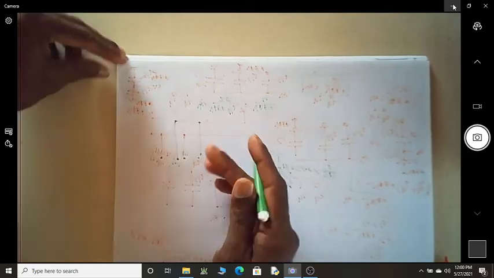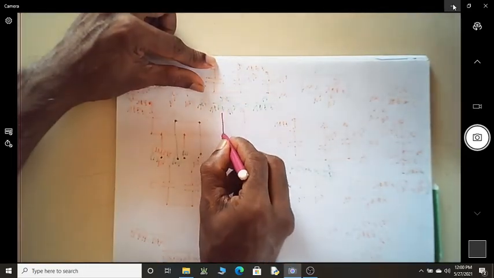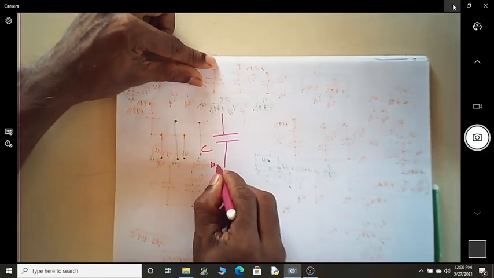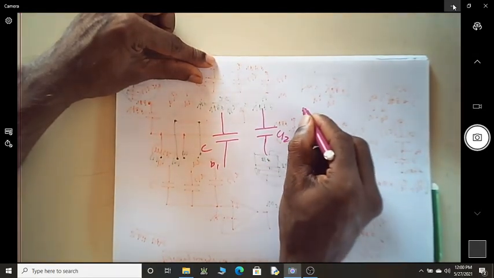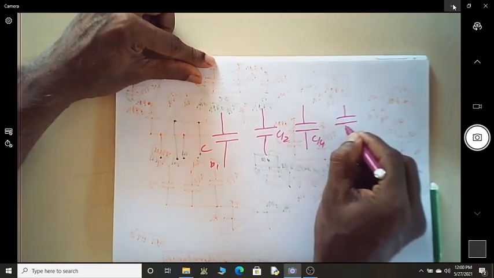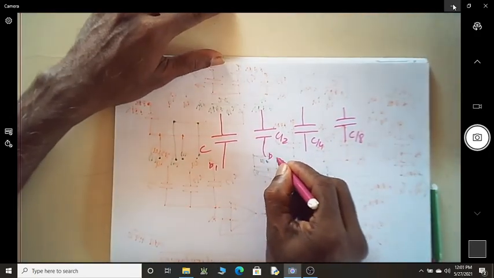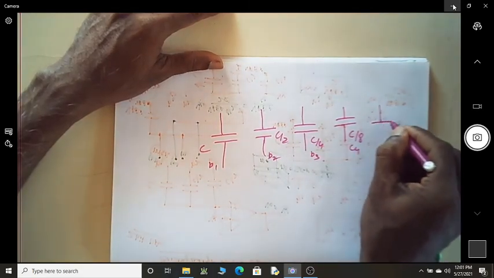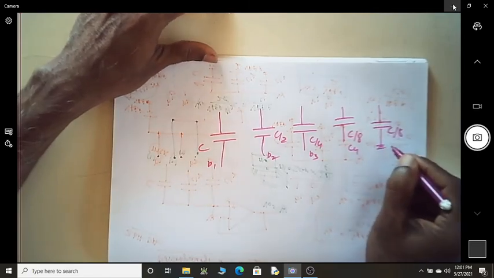The first capacitor, the MSB capacitor, will always have a value of C. This is V1. Next is always C by 2, next is C by 4, next is C by 8. If you are looking at a 4-bit DAC, this is V1, V2, V3, V4. The last capacitance is also C by 8, and this is always grounded.